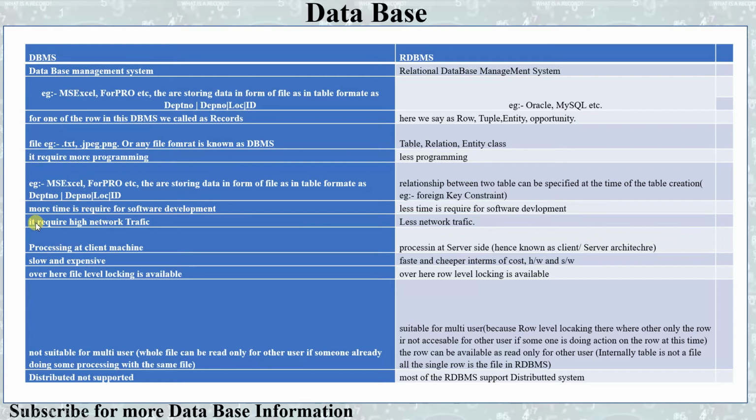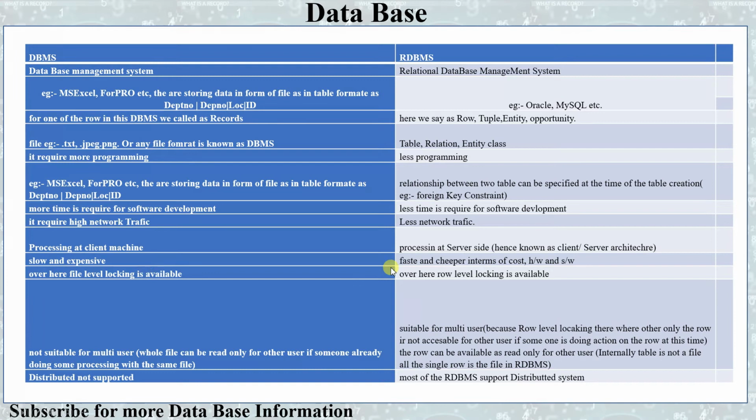Database management system requires more time for software development. RDBMS requires less time for software development. DBMS requires high network traffic, while a relational database management system requires less network traffic. Database management system processes at the client machine. RDBMS processes at the server side, hence it is known as client server architecture.